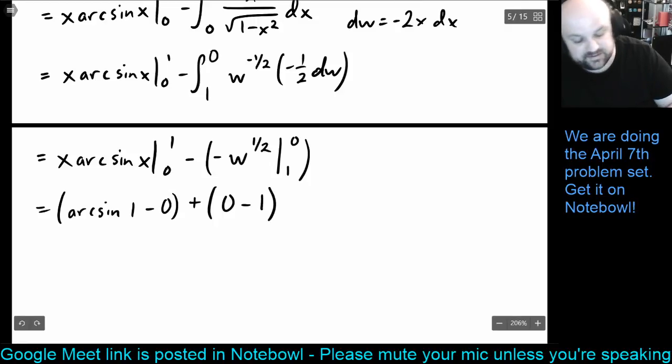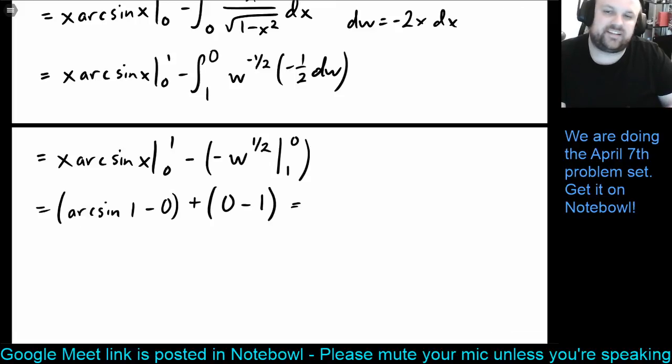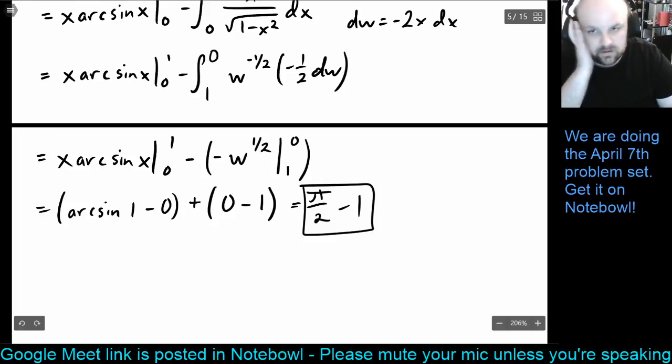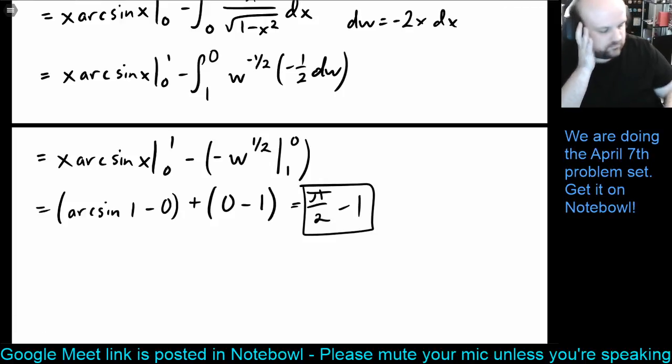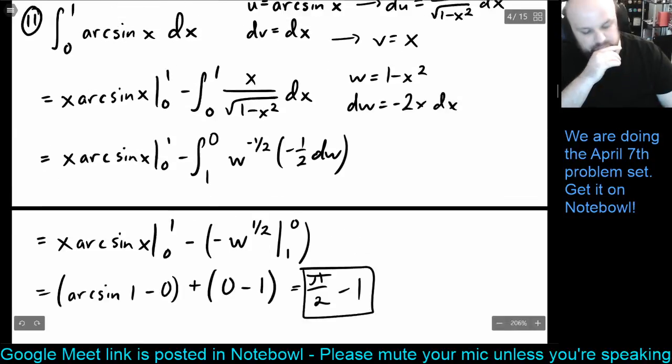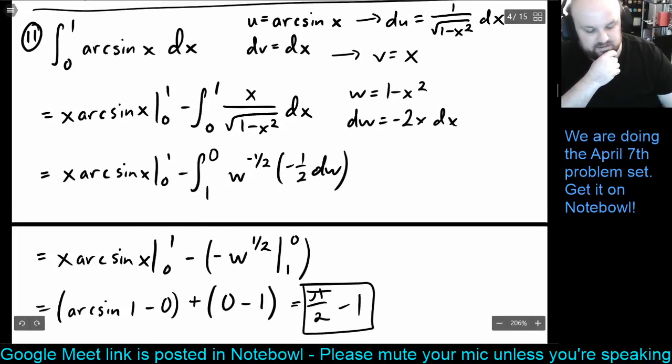So we get this. All right, arcsine of 1. So we're saying sine of what value is equal to 1? That's pi over 2. And then plus negative 1. And there we are. All right. So that is this integral.